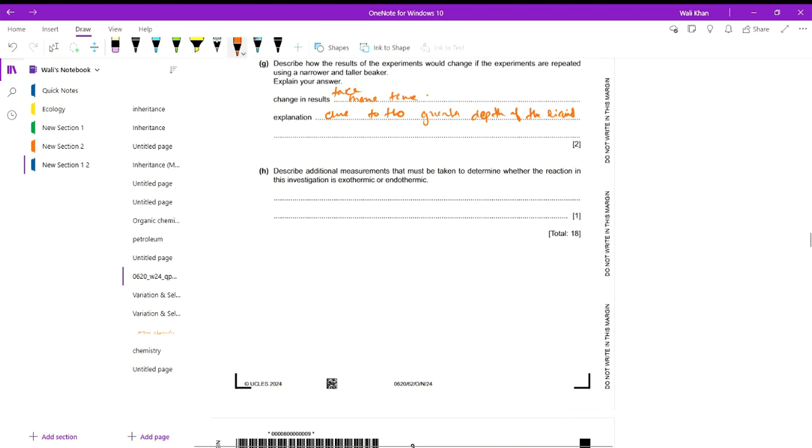Describe the additional measurement that must be taken to determine whether the reaction in this investigation is exothermic or endothermic. To record the temperature before and after the experiment will tell us whether the reaction is exothermic or endothermic.